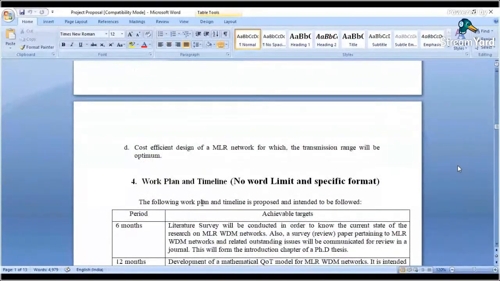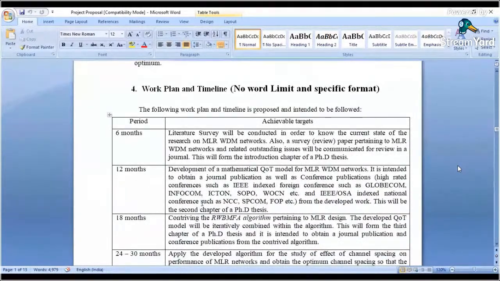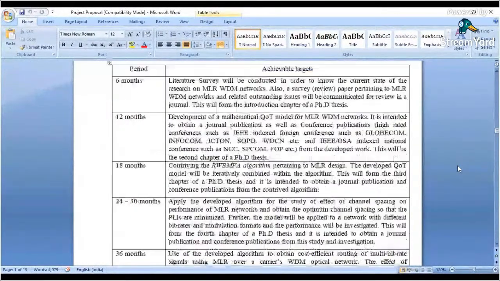Next comes the work plan and timeline, and I told you yesterday that I will be showing you how exactly it can be written. So I came up with this idea of a table in which I would write the targets monthly. It was a 36 month project, so I went monthly. If you can see, in the first 6 months I wanted to do the literature survey. And I wanted to ensure that the research associate or research fellow whom I hire will also end up with a PhD thesis towards the end. So I gave the reviewers an idea that this literature survey will form the introduction chapter of the PhD thesis.